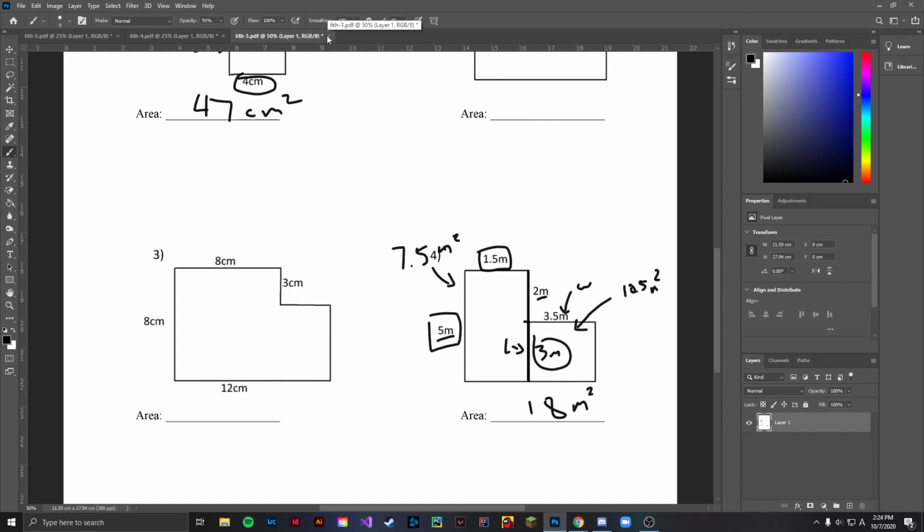Anyway, this is the second page. Wait, no, this is the third page.